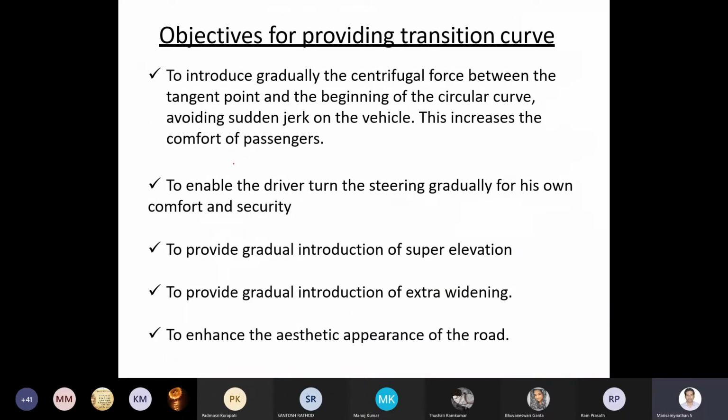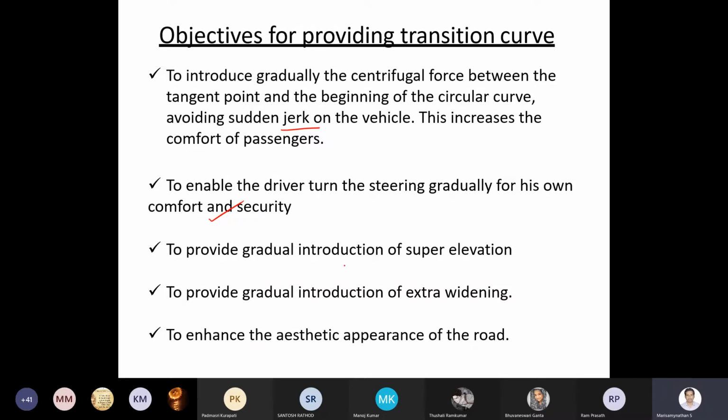Next, what is the objective? In the previous slide itself I told that there is a chance of jerk on the vehicle due to sudden turning. Also, the driver might not feel comfortable with the steering, because the steering varies from vehicle to vehicle. To avoid those kinds of issues, the main objective is to provide the transition curve between the tangent point and the beginning of the circular curve. It enables the driver to turn the steering gradually for his own comfort and safety. That is the second objective.